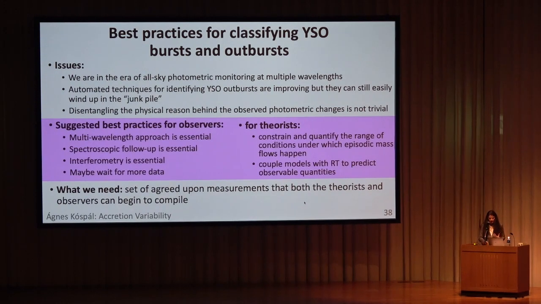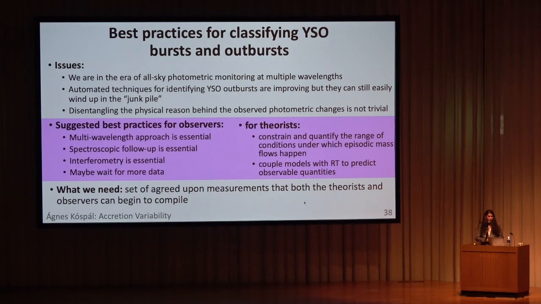Keeping in mind that we are in the era of all-sky photometric monitoring at multiple wavelengths, you may think that now we can discover as many outbursting objects as we want, but that's not true. If you consider automated techniques for identifying outbursts, they don't always work very well, and the most interesting events may end up in the junk pile.